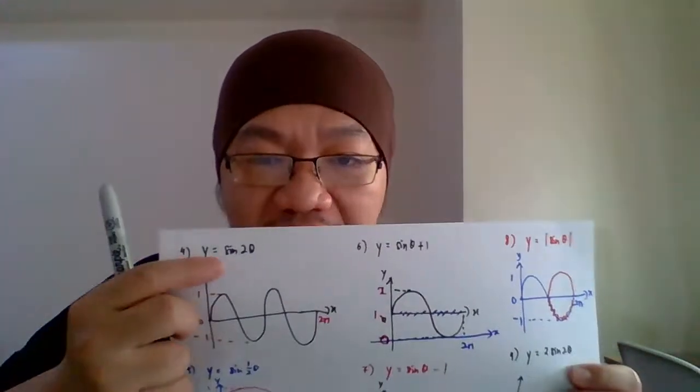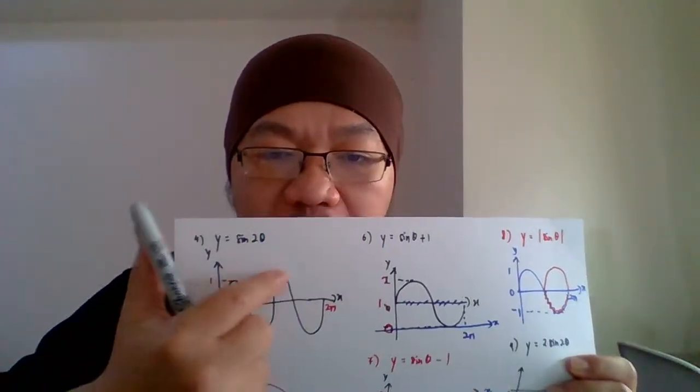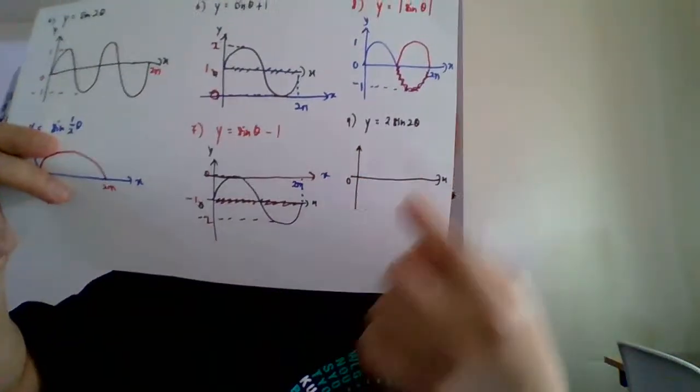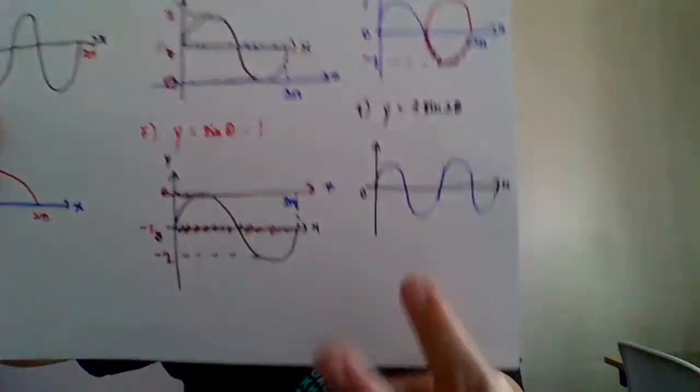Sine double angle stands for what? I already showed you in number 4 here. For sine double angle, you need to draw double complete oscillations. So just draw double complete oscillations here. 1, 2. Okay. Lukis cantik-cantik. Jangan lukis buruk-buruk tau. Lukis cantik-cantik macam I buat ni.